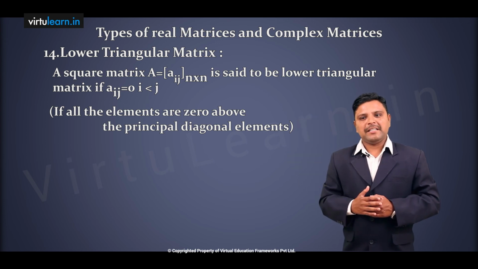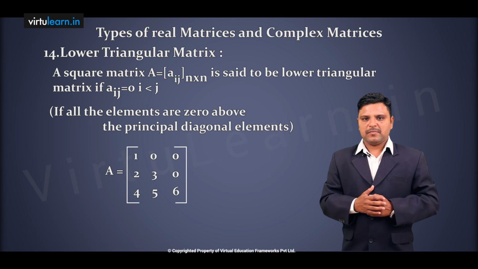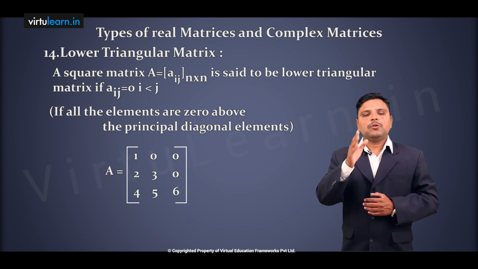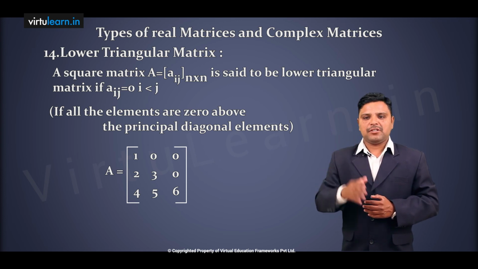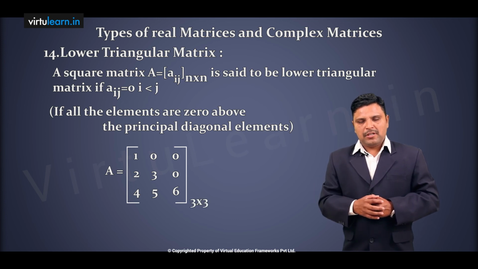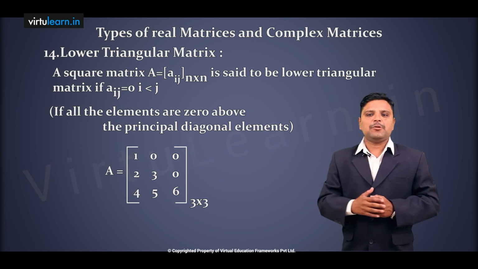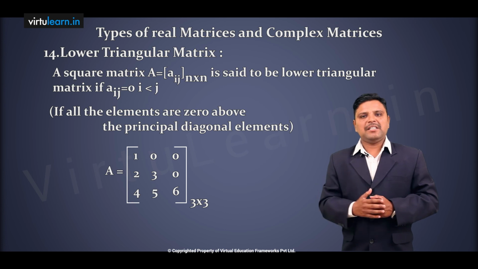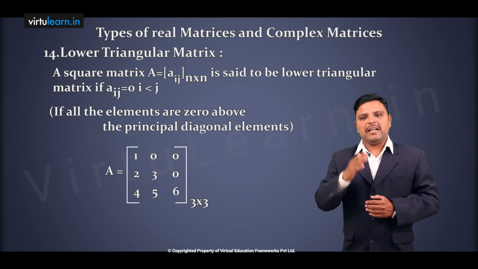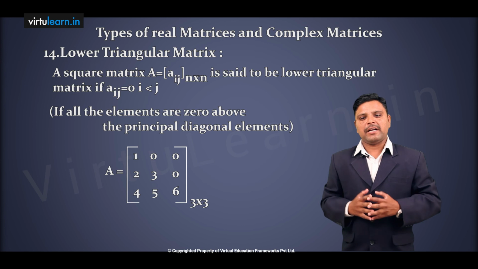A equal to, I am writing here an example: 1, 0, 0, 2, 3, 0, 4, 5, 6. This is a 3 by 3 lower triangular matrix. Observe this one. First element is 1. Position of that is 1, 1. Second element is 0, 1, 2. 1 is less than 2. Therefore, I am writing 0. A13 is also 0. 1 is less than 3. The last element in the second row, A23, is also 0 because 2 is less than 3. Now, this is the actual definition of the lower triangular matrix.